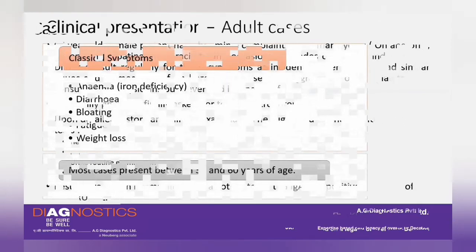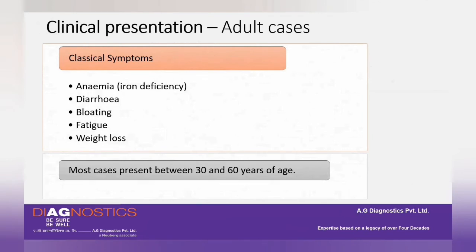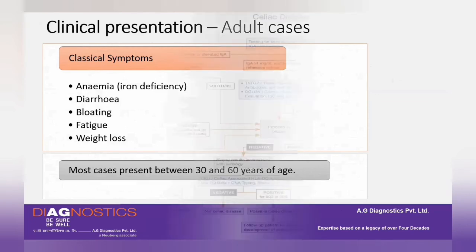Yeah. So the clinical presentation in adults: the classical symptoms are of anemia, iron deficiency, diarrhea, bloating, fatigue, and weight loss. And these cases mostly present between 30 to 60 years of age.